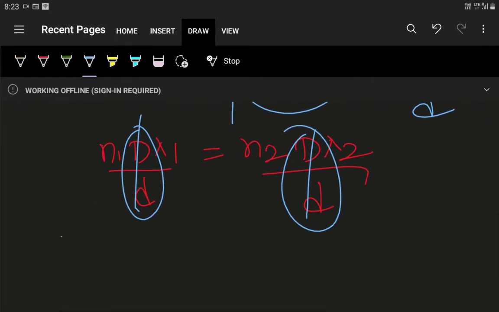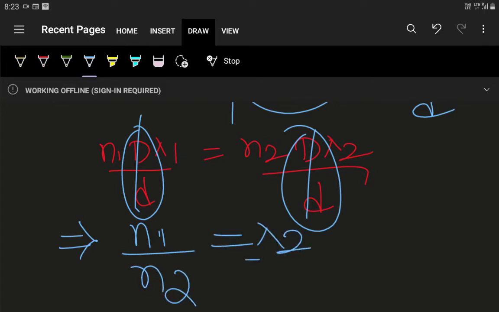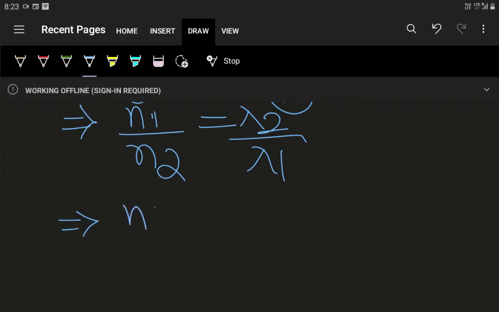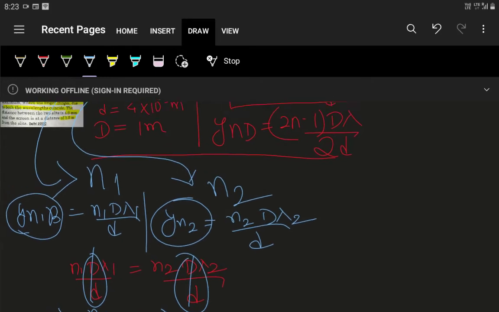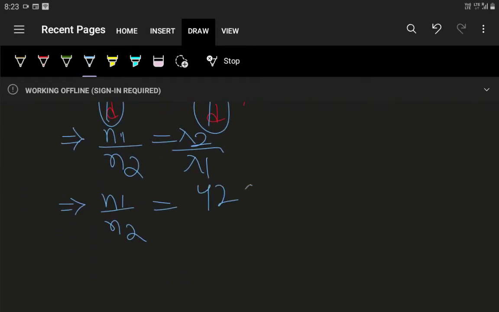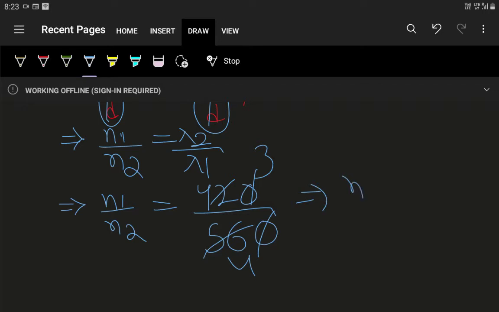We are left with n1 upon n2 is equal to lambda 2 upon lambda 1. So n1 upon n2 is equal to lambda 2 upon lambda 1, and the wavelengths are given there. Lambda 2 is 420 nanometer, and lambda 1 would be 560 nanometer. So this is 3 by 4. This implies 4 n1 is equal to 3 n2.